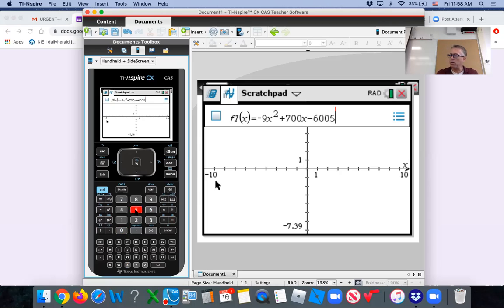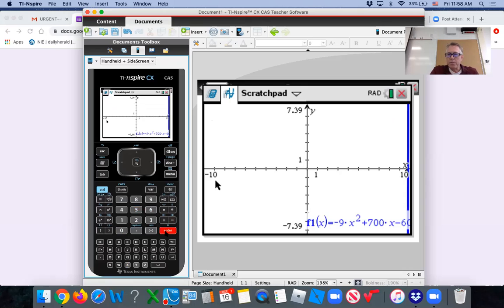Before I hit enter, I want to think about what I'm expecting. I am expecting an upside down parabola. So when I hit enter and I don't get an upside down parabola, I know I'm going to have to mess with my window. Now I do have something over here that's interesting. So that's one side of the parabola. So let me expand up to see if I can see any more of this parabola.